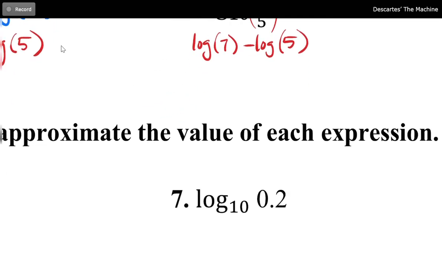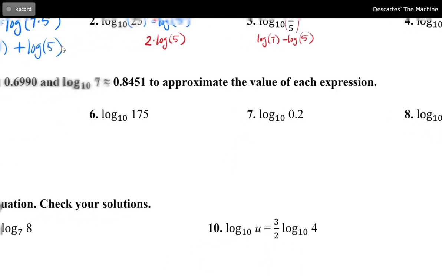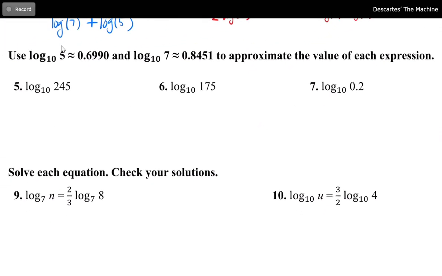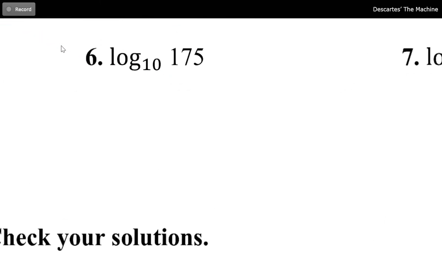Now, the next type of questions does the same thing, but this goes and says, use log base 10 of 5 is approximately this decimal, and log base 10 of 7 is approximately that decimal to approximate the value of each expression. This again goes back to how you would do such a thing without a calculator. You used to have log tables, and you have to look it up in a table. But I'll give you an example of that. Let's do number 6 here. Log base 10 of 175. I've got to figure out how to do 175 as something involving a 7, a 5, or you can use the base. I could use 10 as a number, or you can use maybe 1. Those are the convenient things to use.